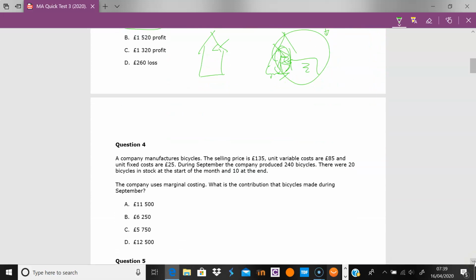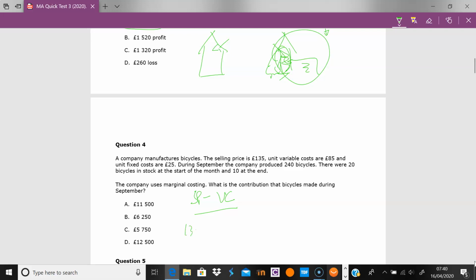I thought this was a nice question because marginal costing has a neatness to it. With marginal costing, remember, we're really saying selling price minus variable costs. Really, that's your marginal cost. And once you know the marginal cost per unit, you're done, because all you have to do is multiply it by the number of units that actually left the building.